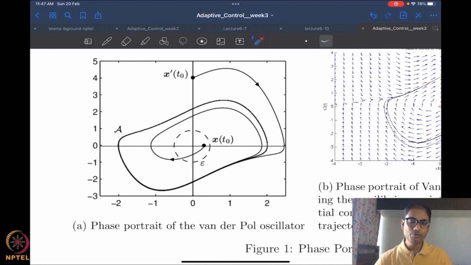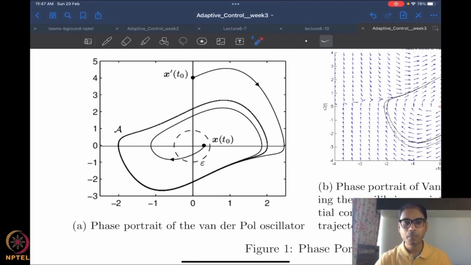However, this is a very nice and well-behaved system in the sense that all trajectories seem to go to the limit cycle. In fact, for certain values of mu, trajectories outside also go to the limit cycle. And for all values of mu, trajectories starting inside the limit cycle will converge to the limit cycle. So this is a rather nicely behaved system, but it is not stable in the sense of Lyapunov.